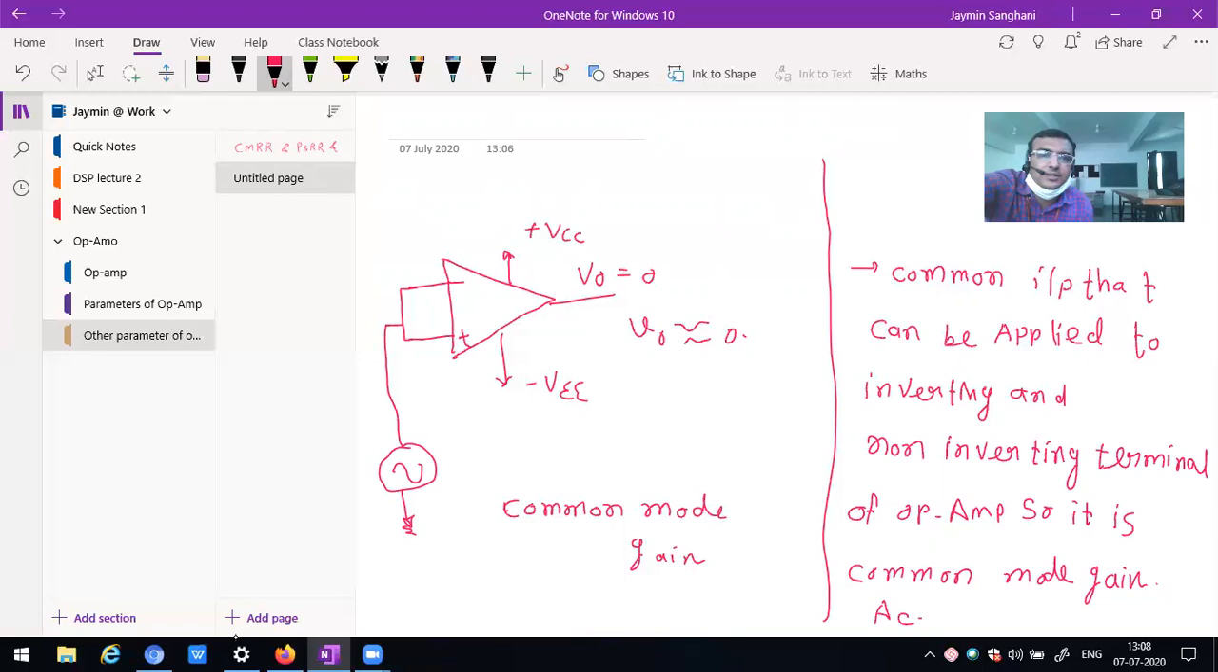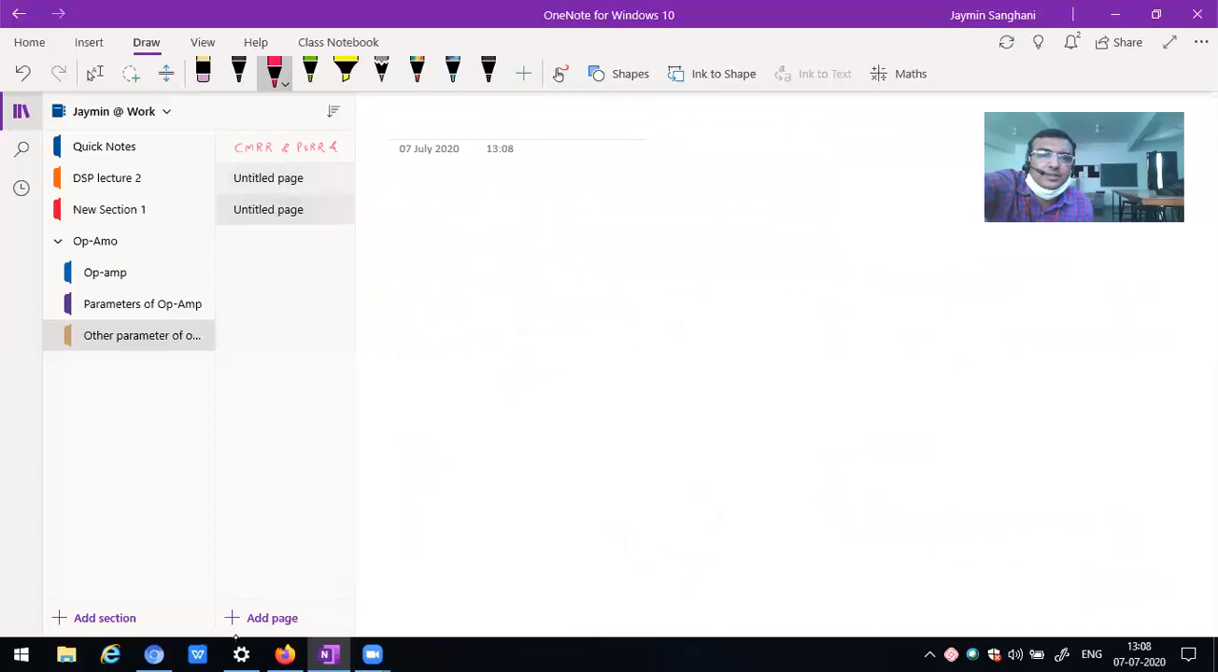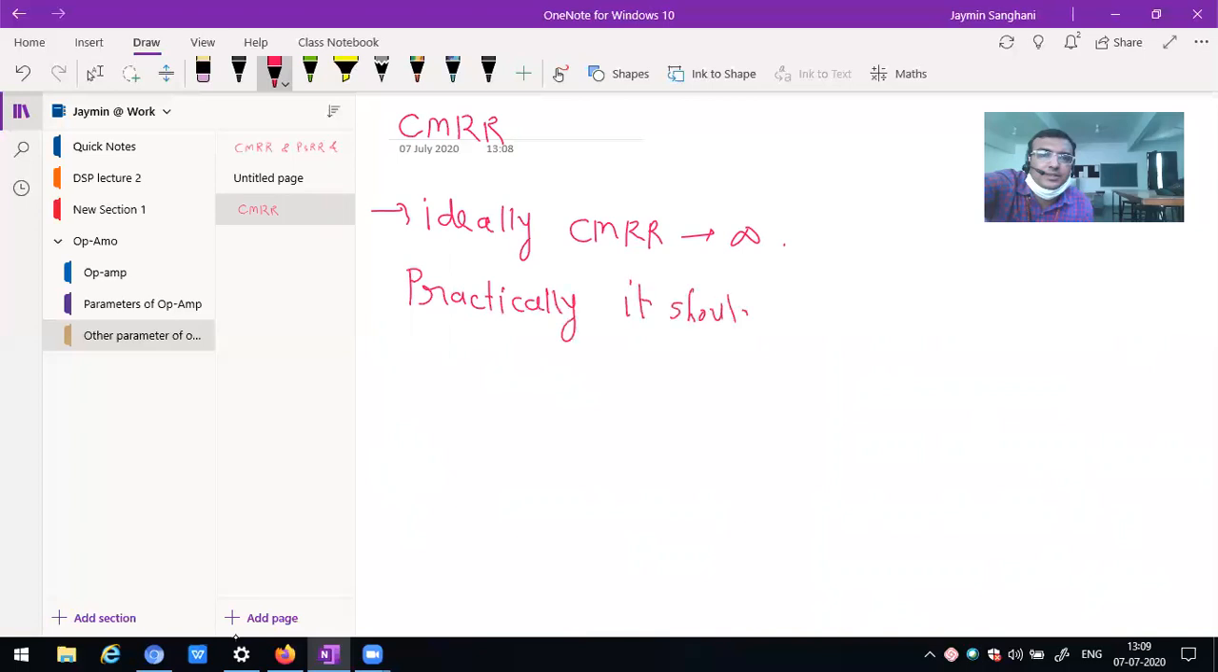Now, ideally the output is 0. So if you put this in the CMRR equation, CMRR equals AD divided by AC, and AC tends to 0. So ideally CMRR would be infinite. Ideally CMRR tends to infinite, and practically it should be 90 dB. CMRR is measured in decibels. So practically it should be 90 dB.